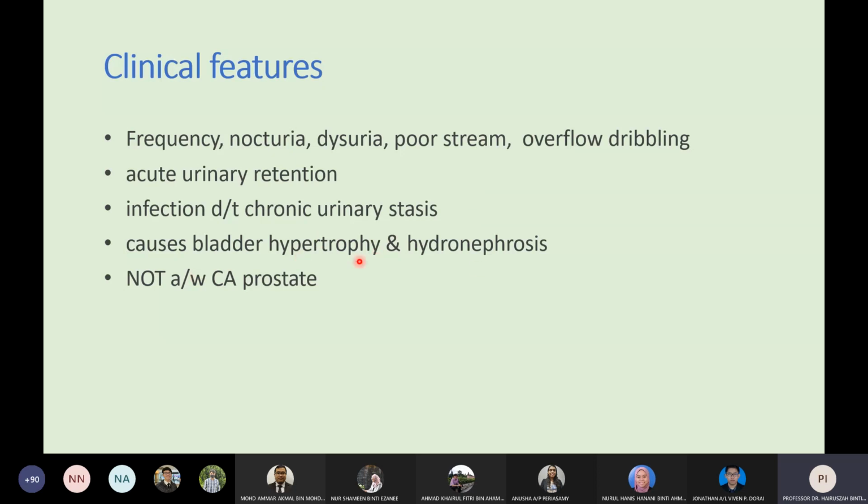Of course, as we said just now, it can cause hydronephrosis and compensatory bladder hypertrophy. Remember, BPH is a benign prostatic tumor. It does not transform into malignancy. So it's not associated with future development of cancer of prostate. All right.